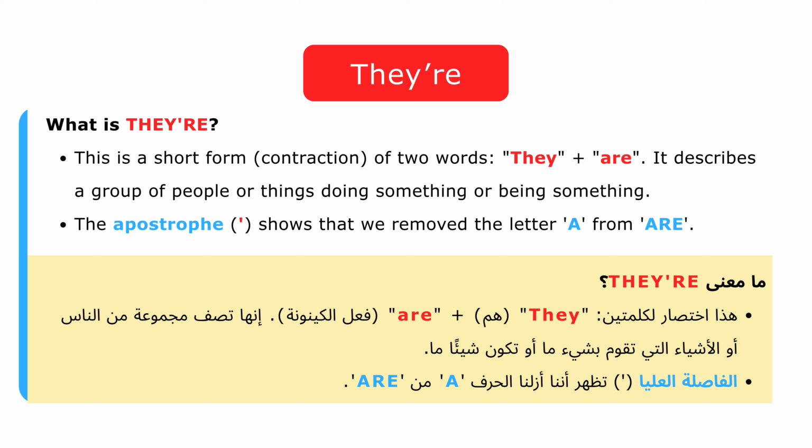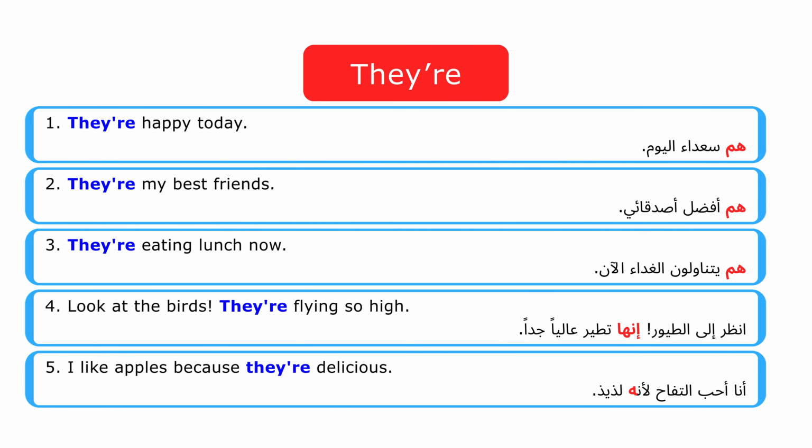This is a short form or contraction of 2 words, they plus are. It describes a group of people or things doing something or being something. The apostrophe shows that we removed the letter A from are. Let's read these examples.